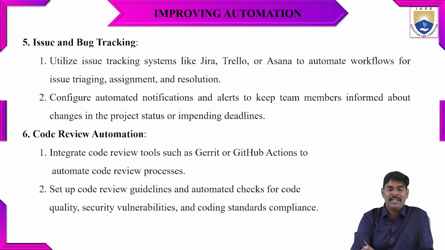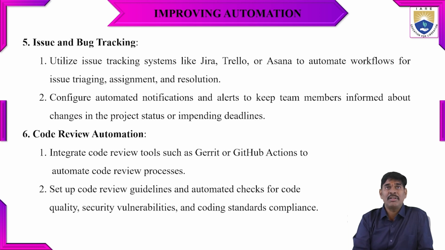software development. Next one is issues and bug tracking. It is very helpful for tracking issues and bugs. They mainly use software like Jira, Trello, or Asana to automate workflows, find different types of issues, and trigger changes and resolutions for the different types of issues and bugs. Automatically, it will configure notifications and alerts to the team members about the project status and pending deadlines.